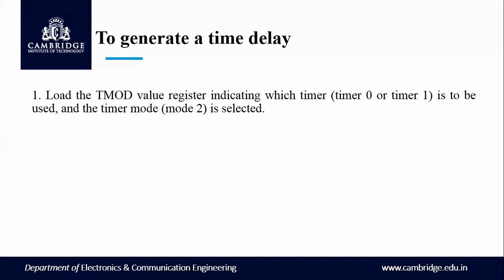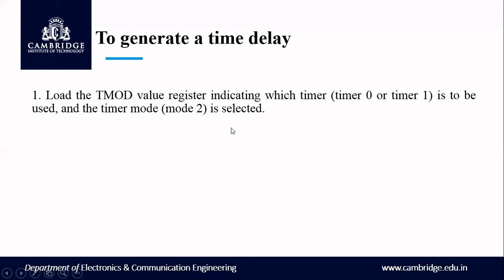This is for writing a square wave or a pulse with a desired delay. So how do we write the assembly language code? These are the steps we need to follow. First, we need to load the TMOD register, indicating which timer you are using, either timer 0 or timer 1, and that timer mode 2 is selected.